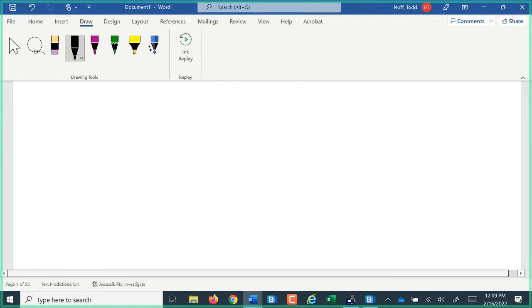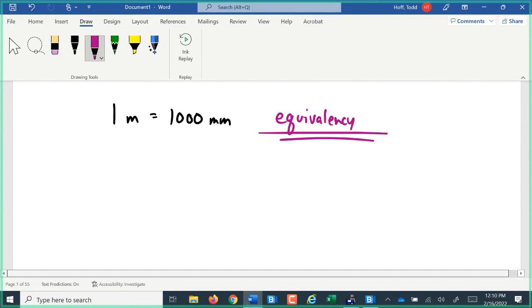The other thing our ratios and proportions can be used for, we can use them for measurement conversions. For example, we know that 1 meter equals 1,000 millimeters. We don't necessarily know that yet. I'm assuming you guys know that. We'll go over measurements here in a couple of classes. Any equivalency like that can be used as a ratio within a proportion. We know that 1 meter equals 1,000 millimeters.